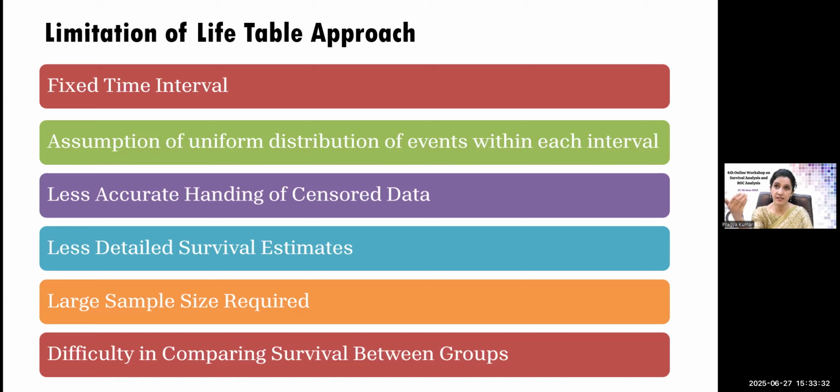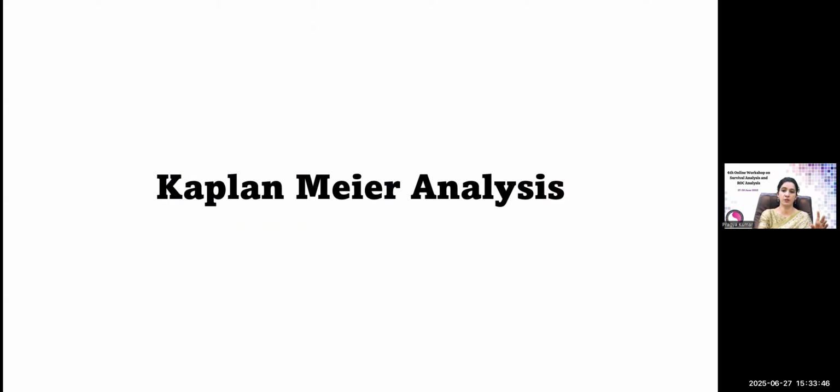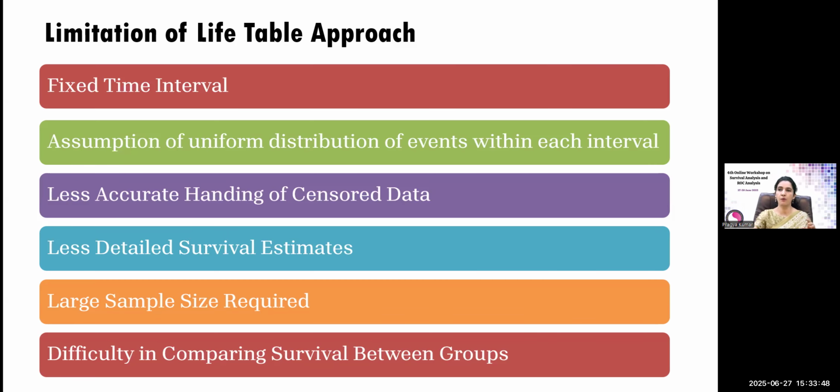It gives less detailed survival estimates. And in the case of a life table, you need a large sample size. And although you can compare, there is a difficulty in comparing the survival between groups. So these are some of the limitations of the life table. Now I will go to the demonstration.